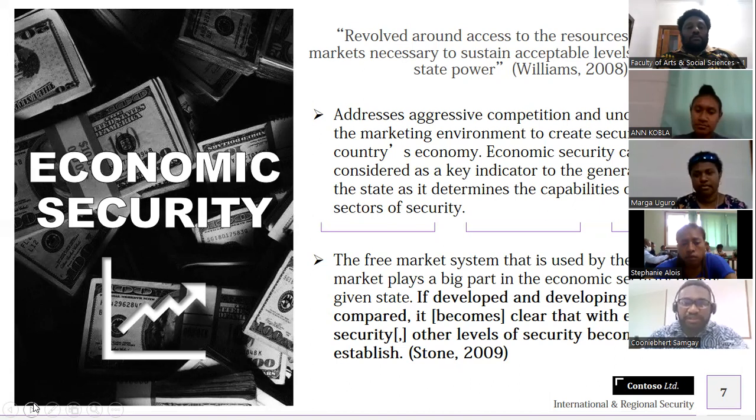And we can see that this is important because we have the free market system that is used by almost all the countries in the world and in the international market, and it plays a big part in the economic security of any given state. So according to Stone 2009, if developed and developing countries are compared, it becomes clear that with economic security, other levels of security can become easier to establish.